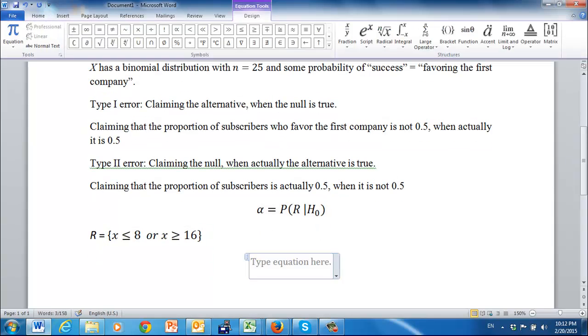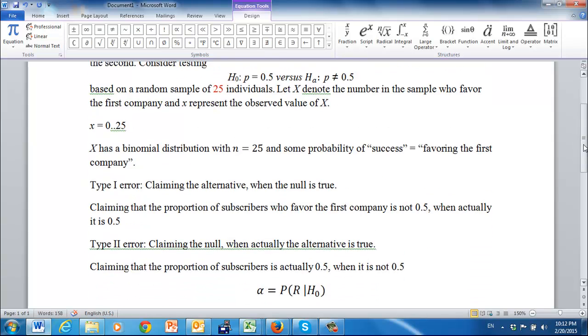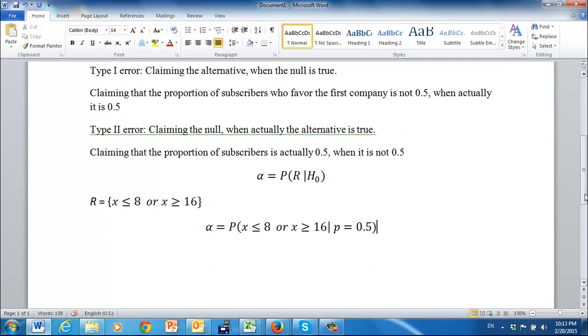So let's continue calculating the type 1 error. It will be the probability that X is less than or equal to 8 or X greater than or equal to 16, computed given that the null is true. Now, when the null is true, what is the value of the proportion? It's equal to 0.5. So in order to compute that probability, you have to compute two probabilities. First of all, you have to find the probability X less than or equal to 8.